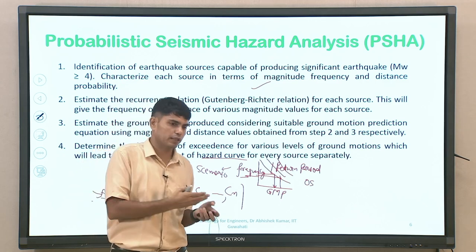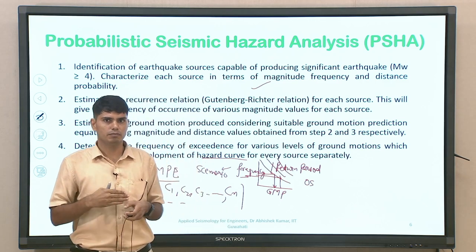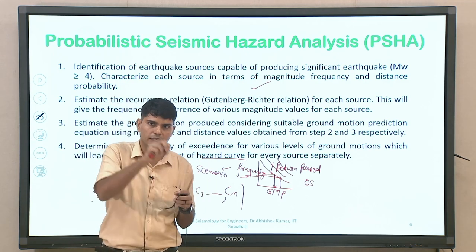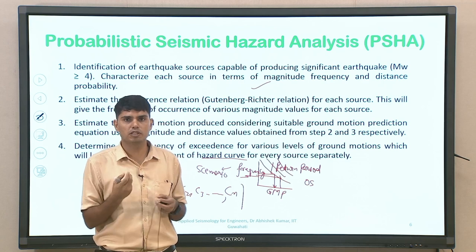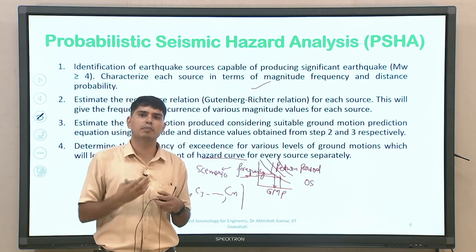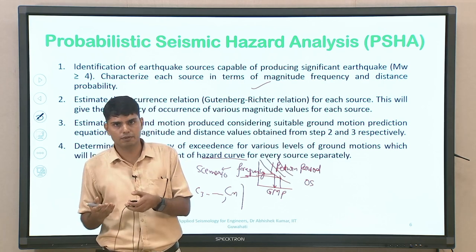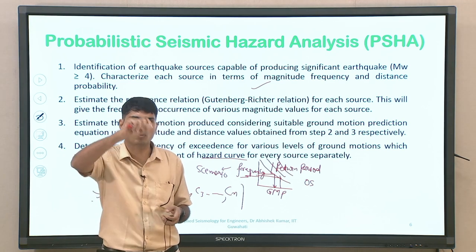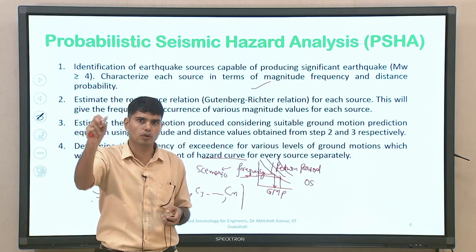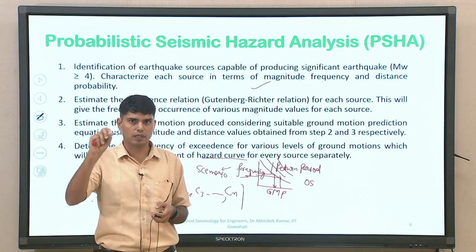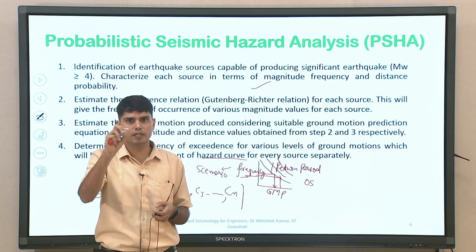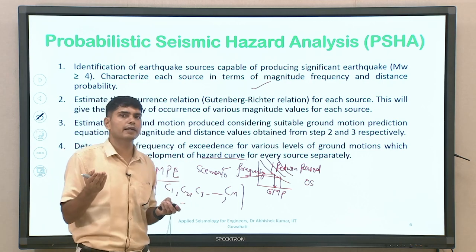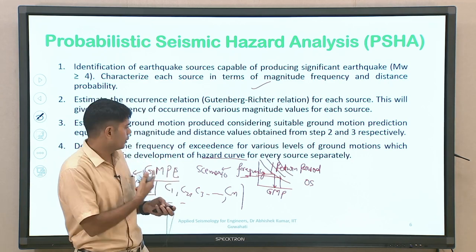So, uniform hazard spectra is very much similar to response spectra, but it is corresponding to uniform hazard. Same scenario, we are talking about some seismic scenario which has 10% probability of exceedance in 50 years, then this 10% probability in 50 years will be applicable to all the points which are shown on your hazard spectra. That is why it is called a uniform hazard spectra. So, uniform hazard spectra, again it will change with respect to the frequency of interest.